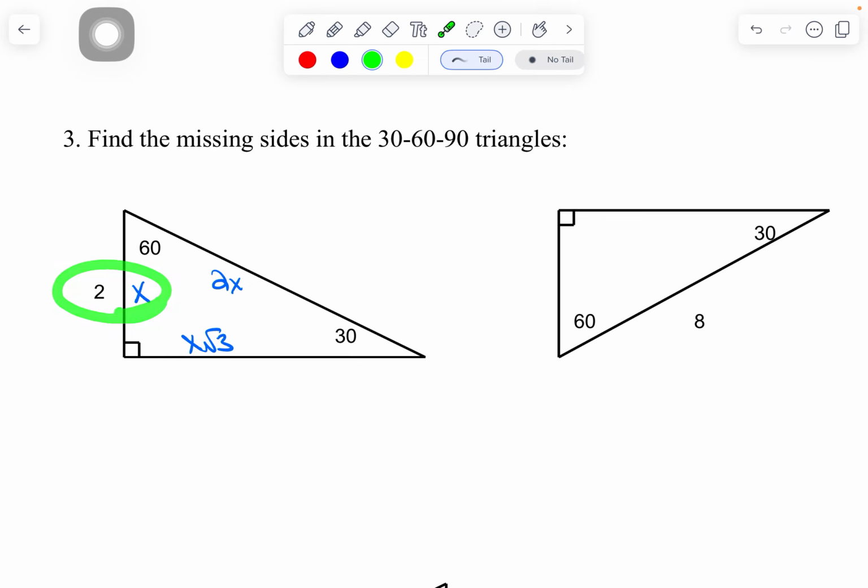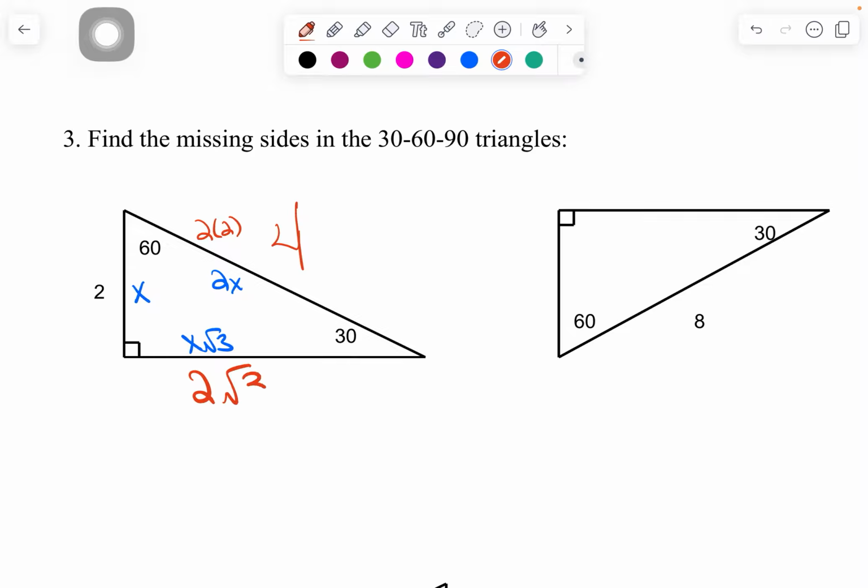Love when that happens because that makes things just flow a little bit better. So for the hypotenuse, I'm going to do 2 times that side of 2. So that's going to get me 4. And then the side opposite the 60, I'm going to replace x with 2, and that becomes 2 root 3. So hypotenuse value and a leg value. All right, so that one's done.